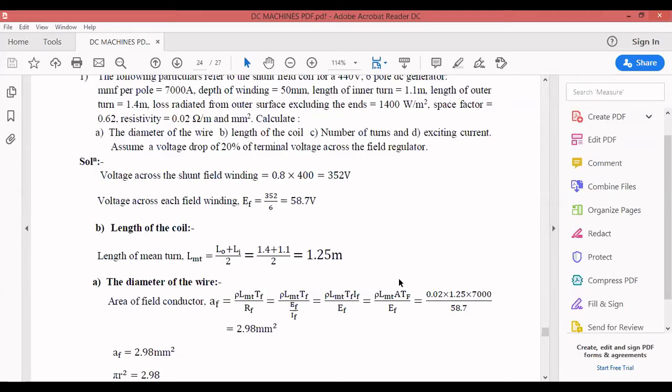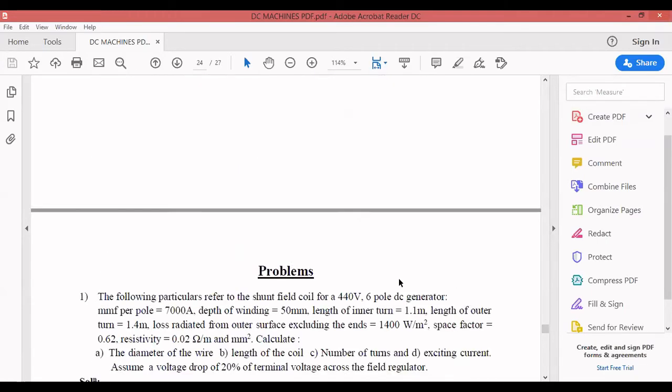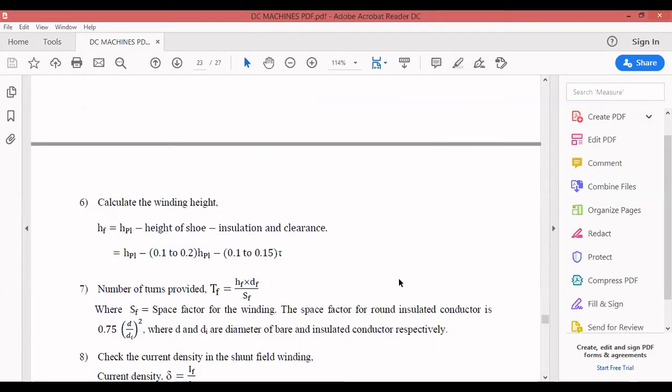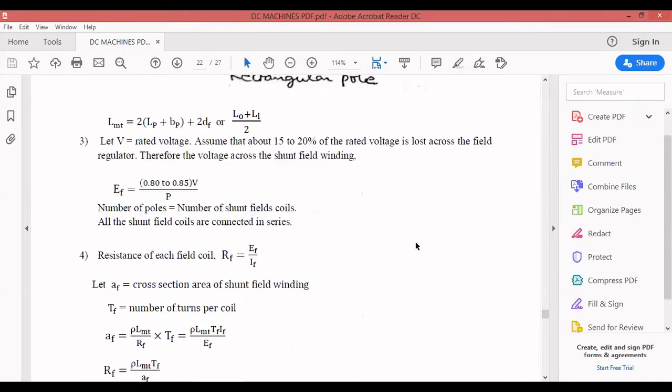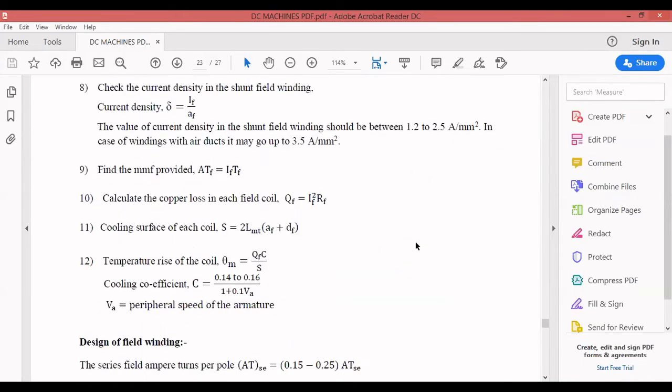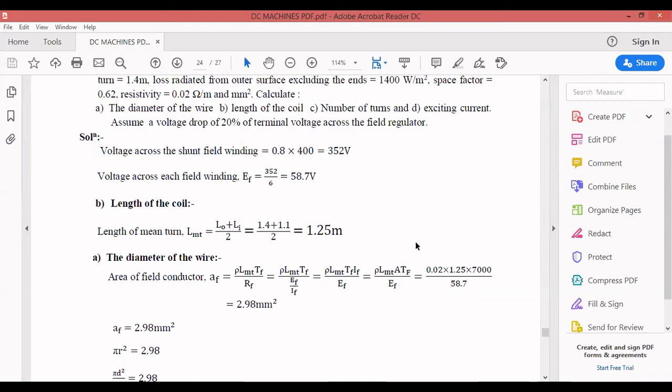As I told earlier, they are given the inner turn and the outer turn, so you have to take the average. This dotted line represents your LMT. Your ABCDEFGH is called LMT, the length of mean turn. In the problem they have already given (Lo plus Li) divided by 2, 1.25. That is the first part, the length of the coil.